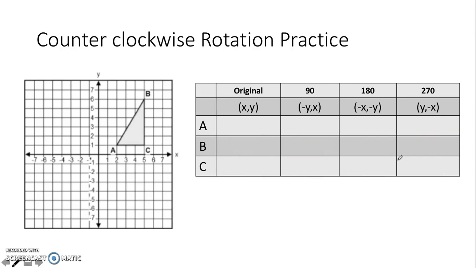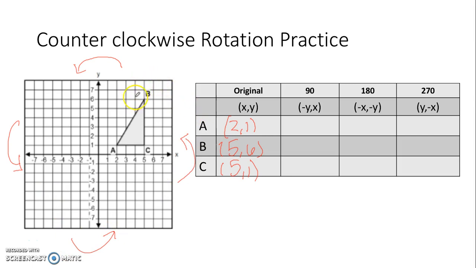Alright, so we're going to do counterclockwise now. And counterclockwise, it's the exact same process, but going the opposite direction. So our original value, and you can double check me on this one, is going to be 2, 1. Just to save some time, I'm going to write this in for you. 5, 6 would be B, and 5, 1. So counterclockwise practice would be going the opposite way as the first way of clockwise.